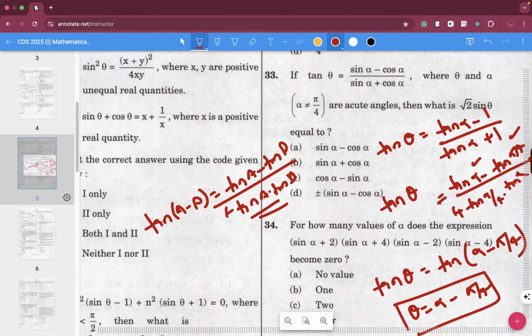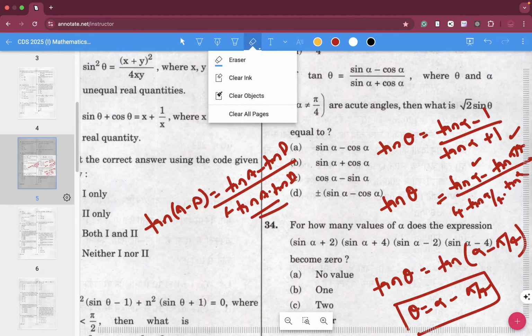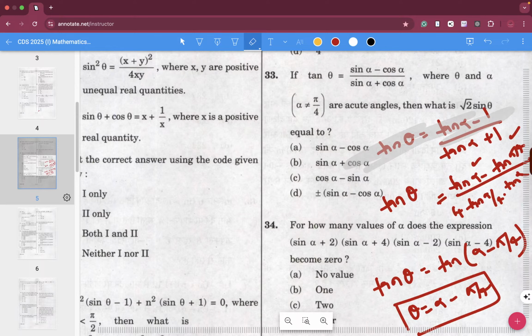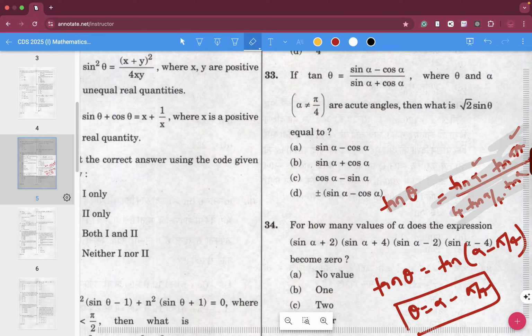Is that what we have now? Right? Okay. Is that what we have? Now they have asked us to find out what? They have told over here alpha is not equal to pi by 4, and they have asked us to find out the value of root 2 sine theta, right? Okay, now we know the value of this.